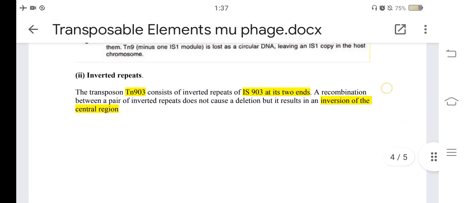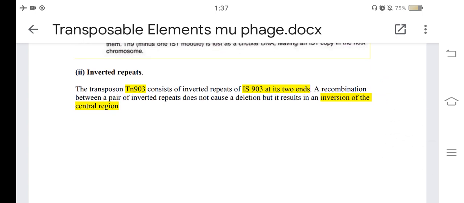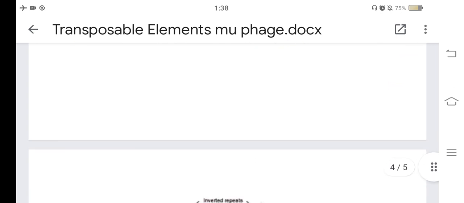Then inverted repeats. The transposon Tn903 consists of inverted repeats of IS903 at its two ends. A recombination between a pair of inverted repeats does not cause a deletion, but it results in an inversion of the central region.